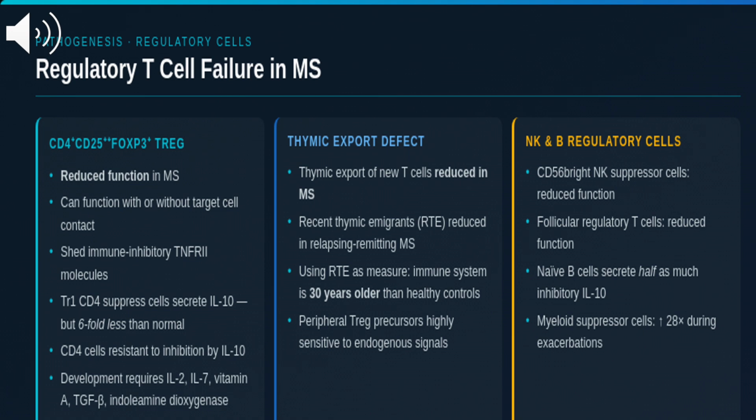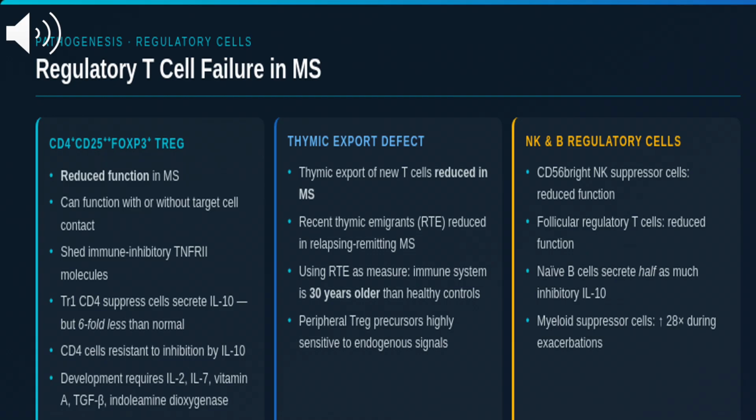The Tr1 subset of CD4 suppressor cells that secrete inhibitory IL-10 is particularly deficient. IL-10 levels are 6-fold lower than normal in MS, and to make matters worse, MS CD4 cells are also resistant to inhibition by IL-10.